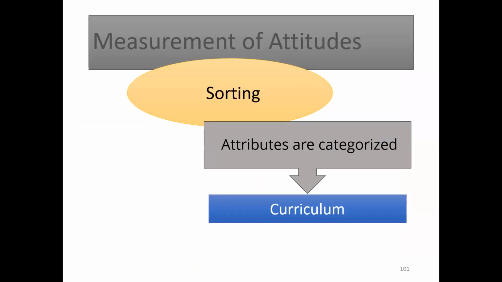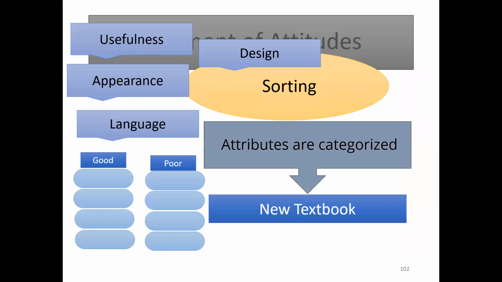Sorting means you take, for example, curriculum. Various attributes are categorized here. For example, you ask the candidates to sort. Sort means to group. For example, new textbook. You group the usefulness, design, appearance, language in the textbook. Which ones do you put under good? Which ones do you put under poor? So they will group, sorting.